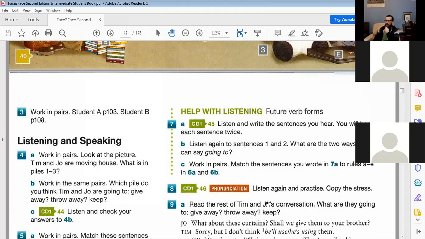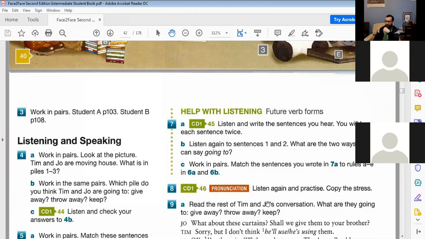It's going to rain in a few minutes. Is it "it's going rain" or "it's going to rain"? It's going to rain in a few minutes. In a few minutes or for a few minutes? In a few minutes. Okay, number three?